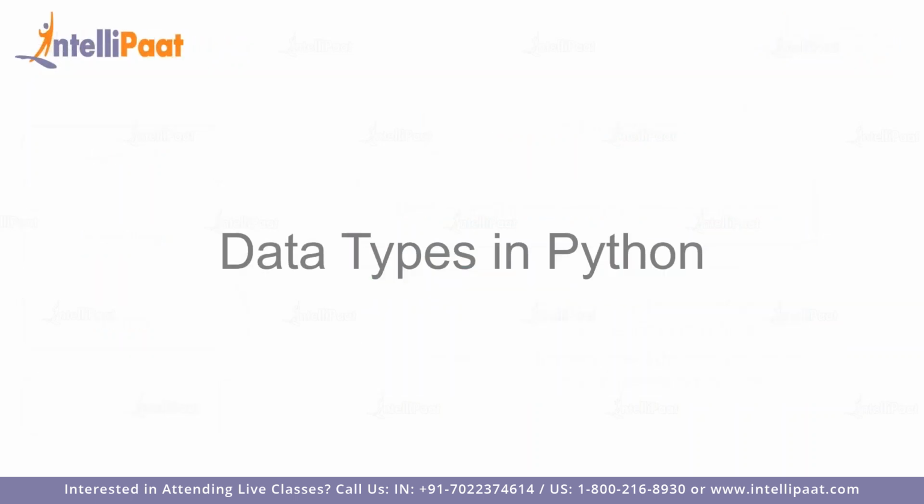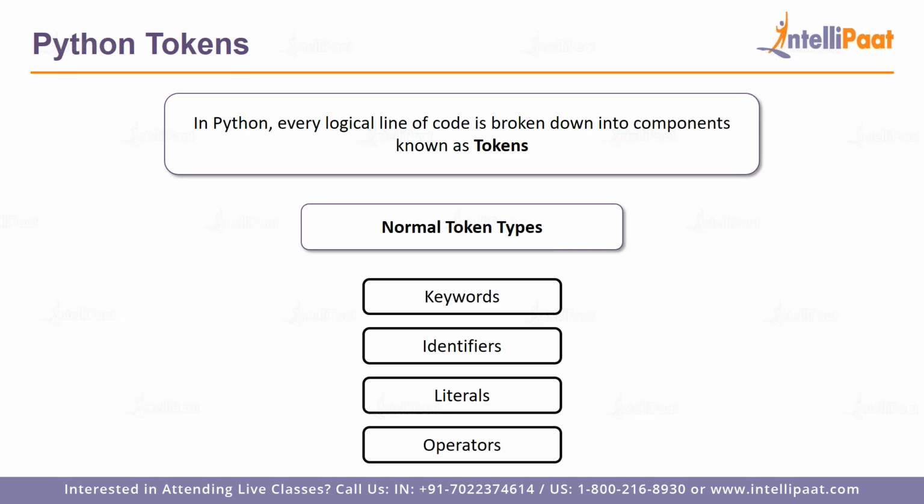And with that, we have come to the end of the operator section, and we'll move on to data types in Python. So, a Python token. In Python, every logical line of code is broken down into components. These components are called tokens. There are many types of tokens. The normal types of tokens that we discussed are keywords, identifiers, literals, and operators. Everything that you write in Python is a token of one kind or the other.